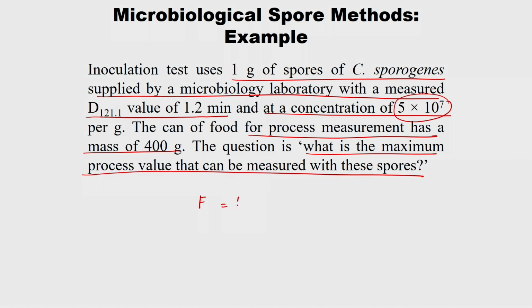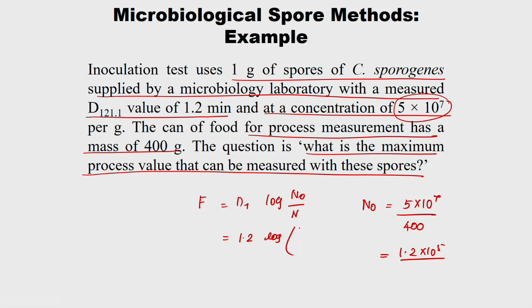The process value is nothing but D times log of N naught upon N. So, N naught is given, which is 5 into 10 to the power of 7 per gram, but here your food used is 400, so it is coming around 1.2 into 10 to the power of 5. Please check this value. If you substitute here, the D value given is 1.2, and log of, if the final count is not given, maybe I will take it as 1, right. Then it comes around 6, so the F is 6.